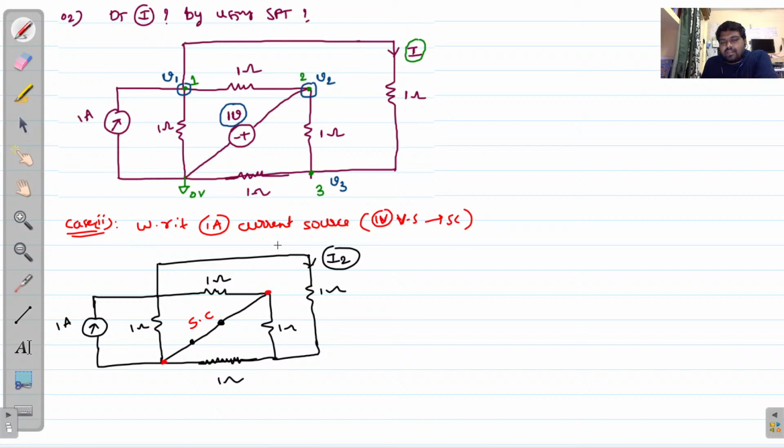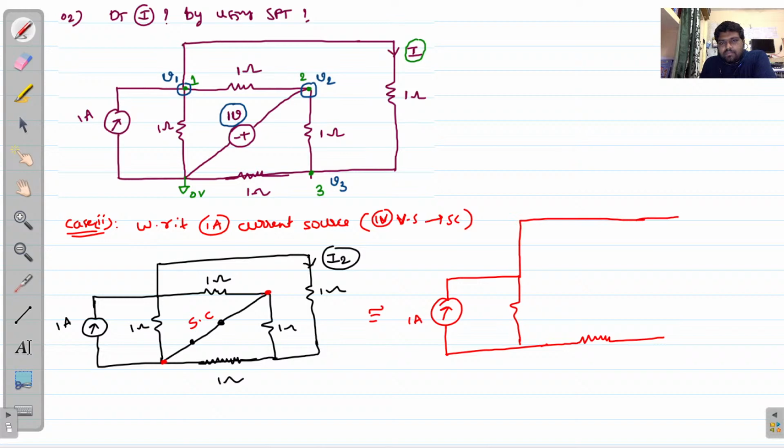I will redraw the circuit like this, which is equivalent to: this is 1 ampere, so this is a 1 ohm resistor, and this is also a 1 ohm resistor, and this point is also the same. I'm not disturbing this one also. So this is 1 ohm, 1 ohm, 1 ohm, right? Here we need to evaluate this I2 amount of current.